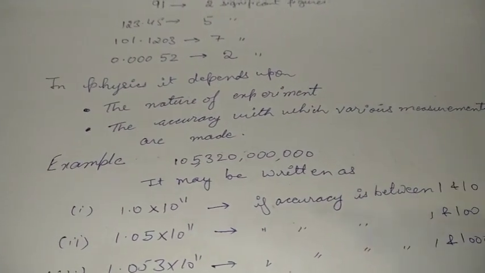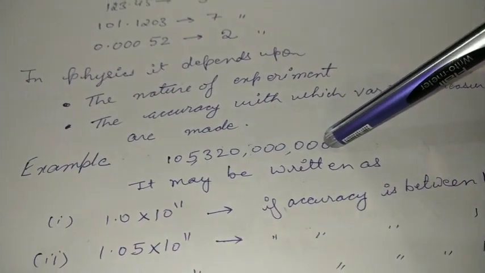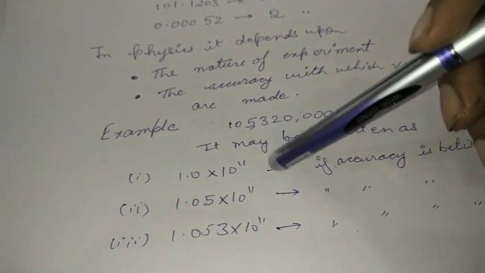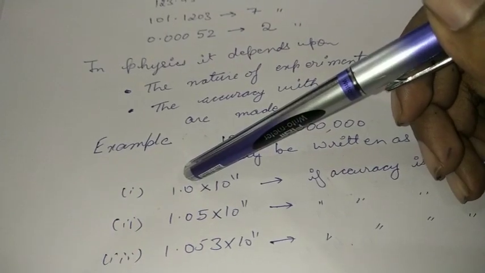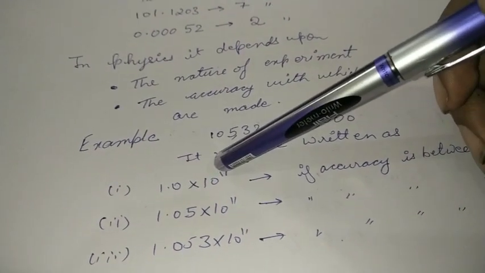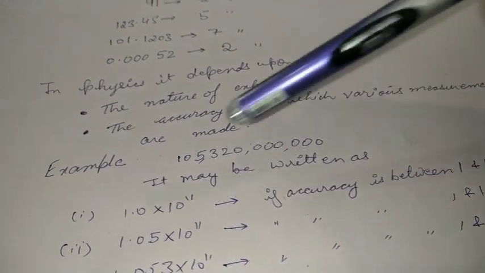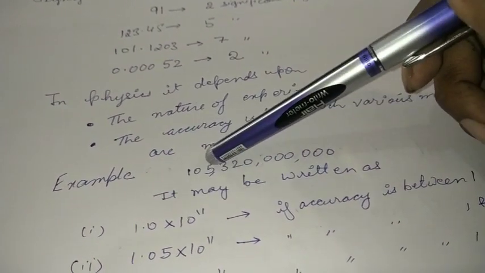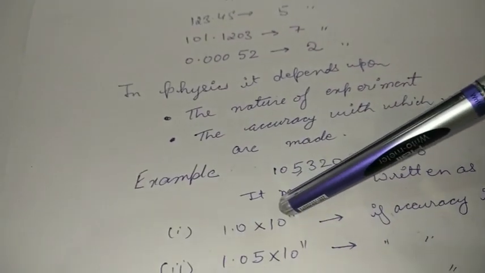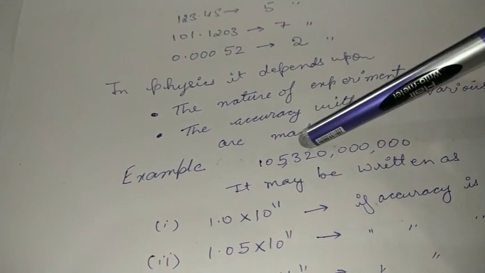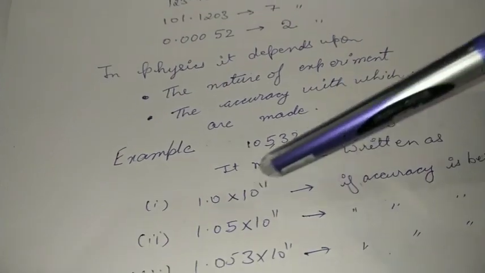Let's take an example of a particular value, 1053200000000. We know that this can be written in a few different forms depending upon the numerical part and the exponential part. If we take an accuracy between 1 and 10, it will be written as 1.0 irrespective of the numbers 5320. That means 1.0 will not tell us an exact value. It is just an approximated value, somewhat near to the answer, but not an exact value.